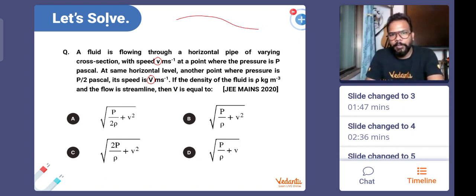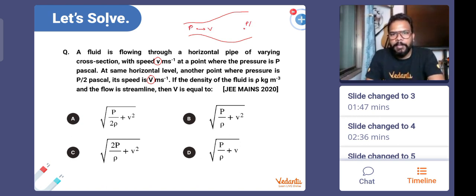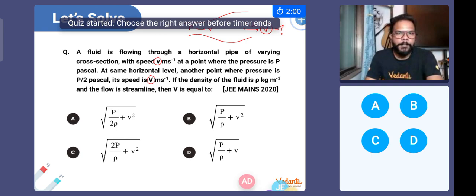So maybe this is how the variable cross section is. Maybe like this. So here maybe pressure is P, velocity is V. Here pressure is P by 2, velocity becomes capital V. This is what you have to find out. You will require Bernoulli's theorem, absolutely, to do this. Giving you guys complete 2 minutes, and your time starts in 3, 2, and 1.